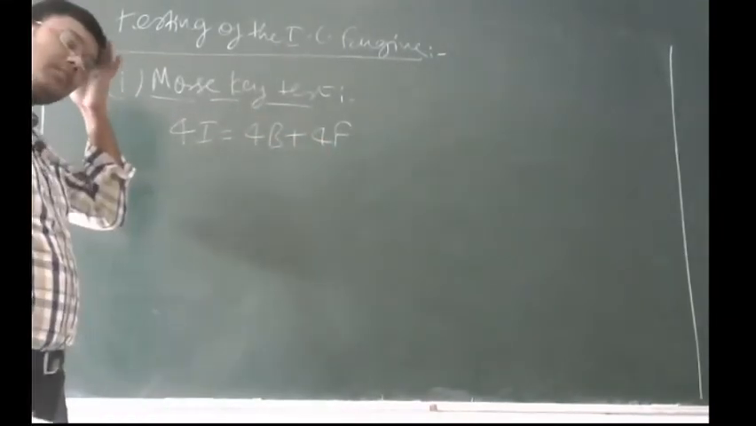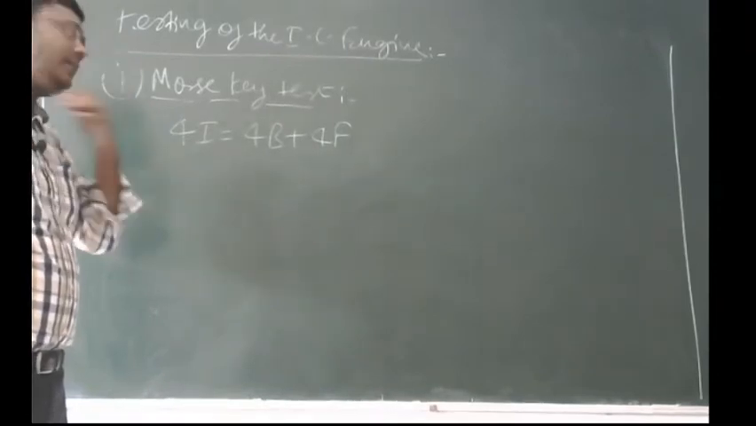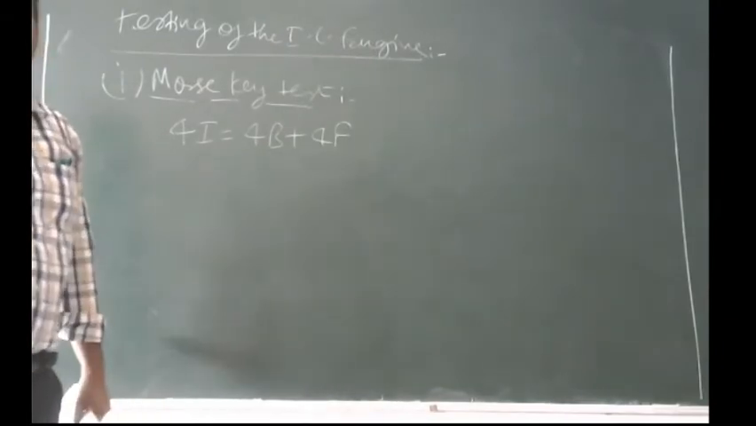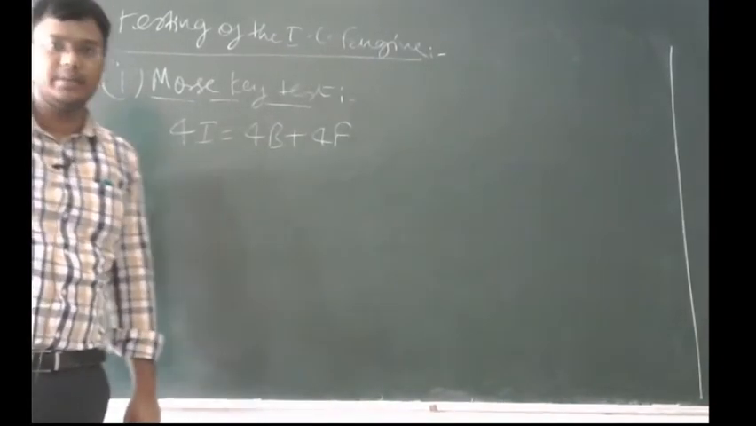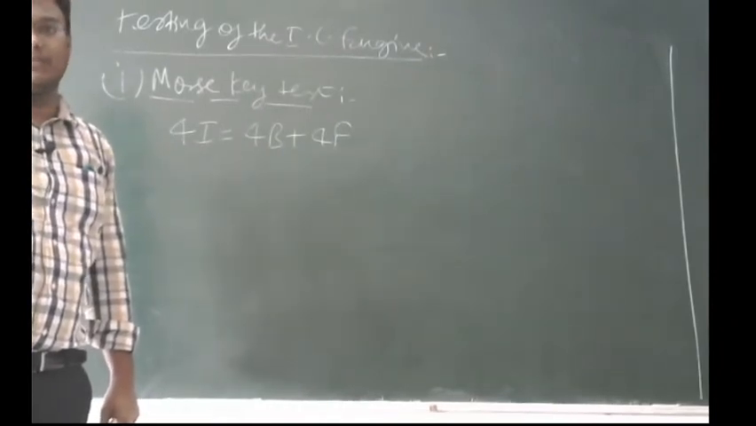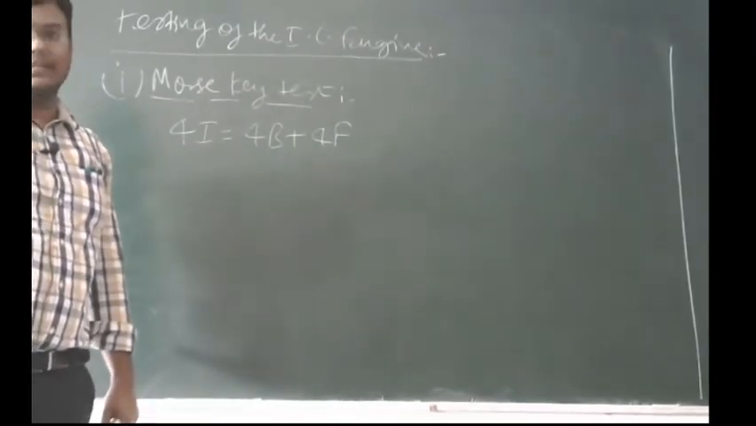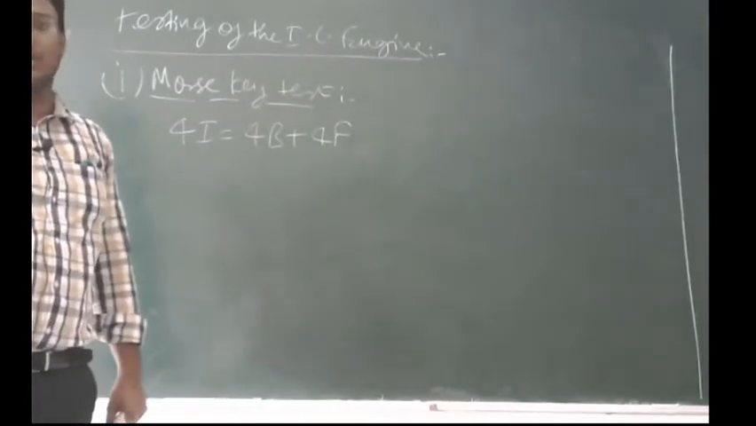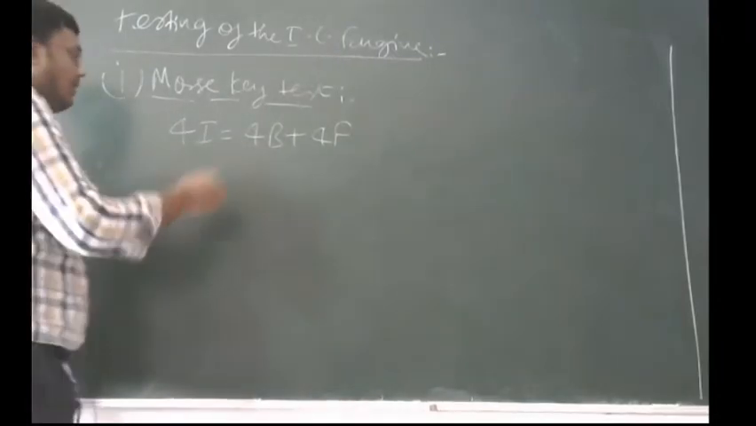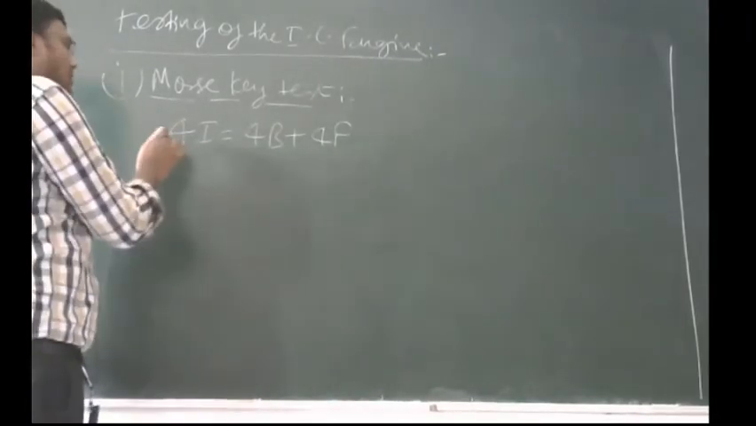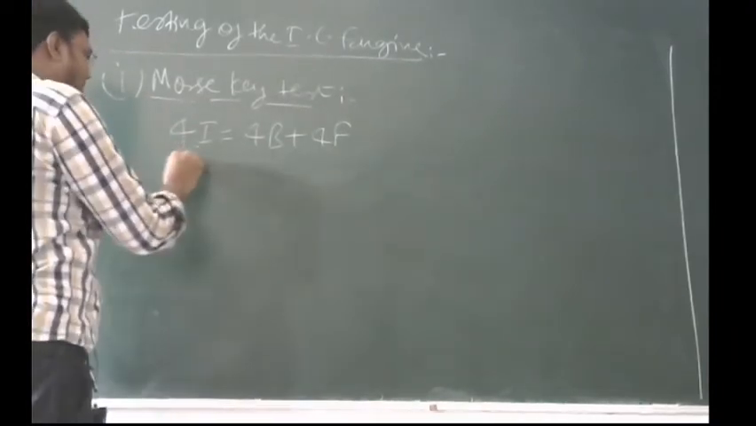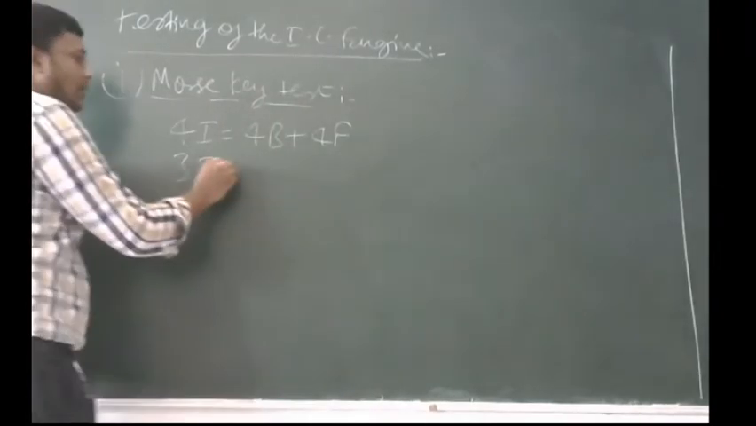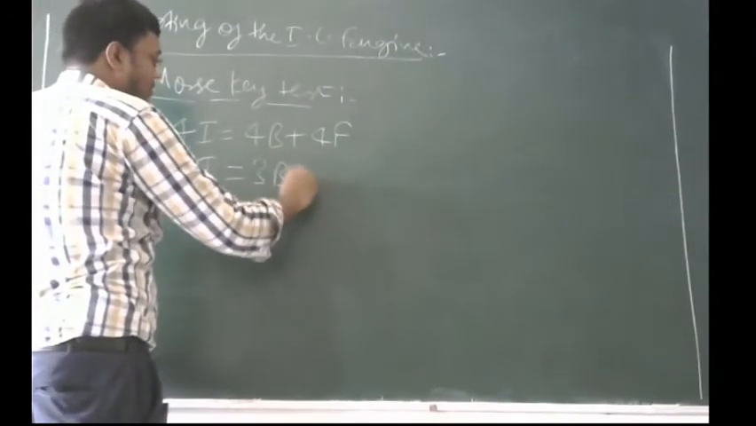In the Morse key test, we close the sparking of every cylinder one by one, and after that we get power only from the 3 cylinders. Then we take the average of all the tests, and we get the average power from the 3 cylinders. On the basis of this we make an equation for 3 cylinders: 3I, the indicated power by 3 cylinders, equal to 3B plus 4F.